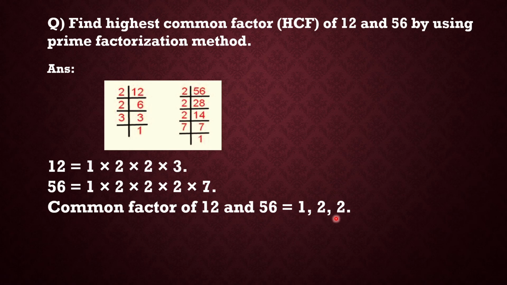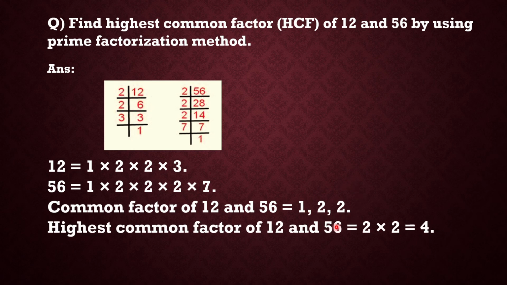So in order to obtain the HCF, what do we have to do? We have to multiply the common factors. So here is the multiplication. You don't need to consider 1 always. So directly you can go ahead with 2 and 2. You can multiply them so that you will get 4. So 4 is the HCF of 12 and 56.